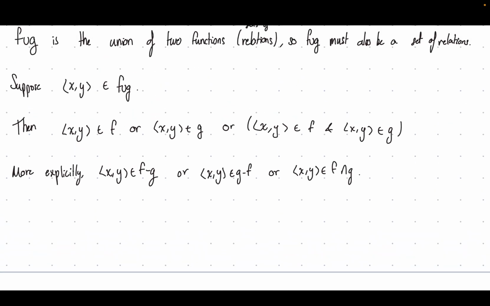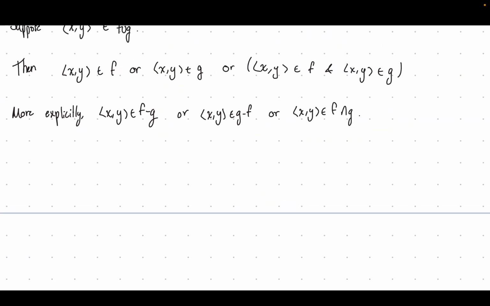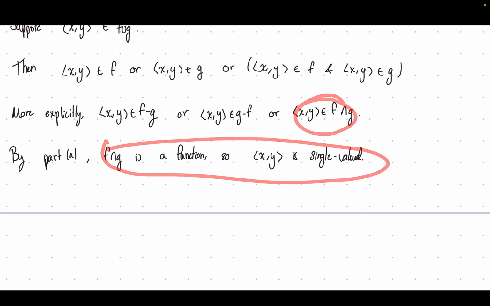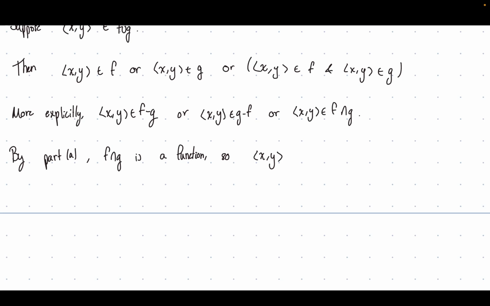Now, what's nice about this is that we already did this case. So, by part A, F intersect G is a function. So x comma y is single valued. Or, essentially, what I'm saying is we don't need to care about this part. Actually, this is wrong. A pair is not single valued. So we only need to check F minus G and G minus F.